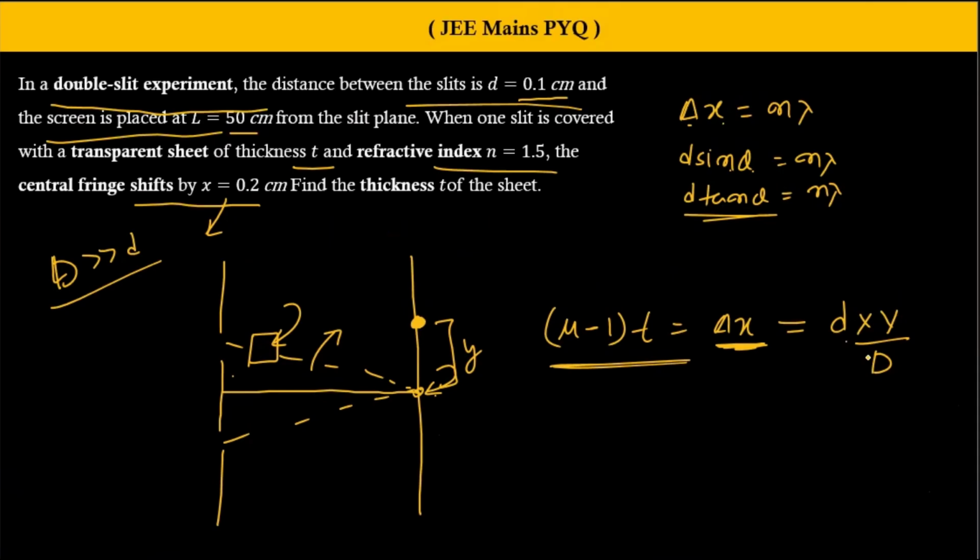सिंपल. y is given, small d is given, capital D is given, mu 1, everything is given. t you calculate, right? So simply put the formula, get the answer now. So mu minus 1 is half, this is t, this is 0.1, this is 50, and this is y, 0.2 into 10 to the power minus 2. क्योंकि ये सेंटीमीटर तो कट हो जाएगा, इसको मीटर में आप कन्वर्ट कर लो, you will get the answer, right? So yeah, that is sorted.